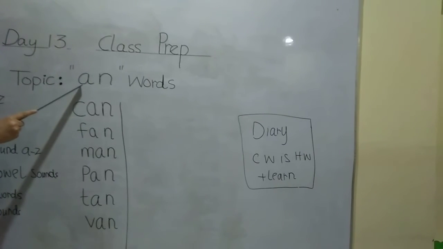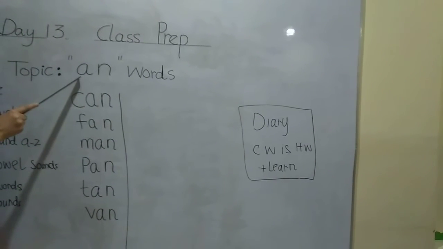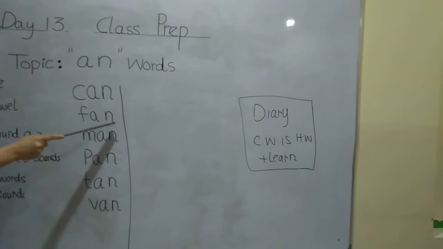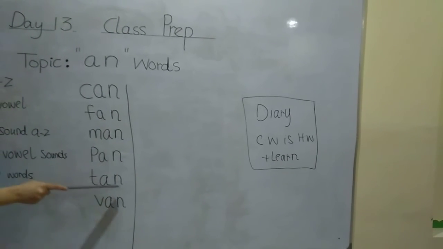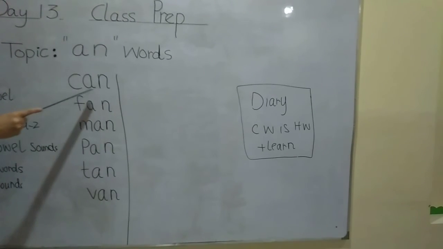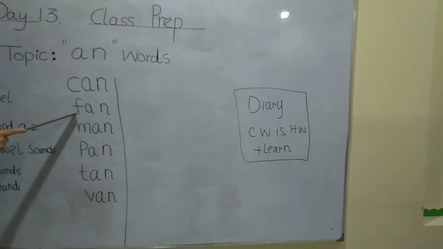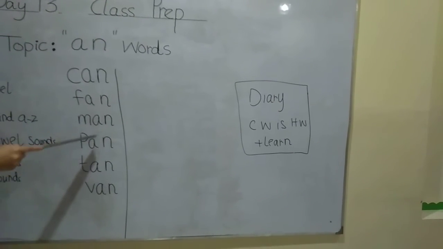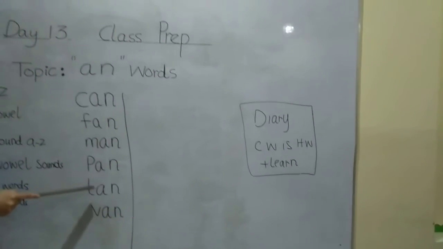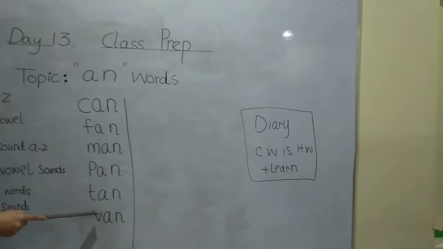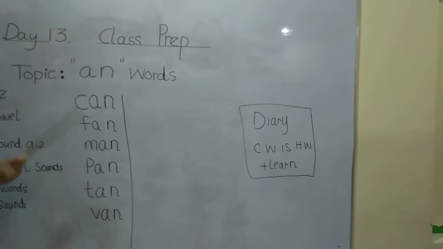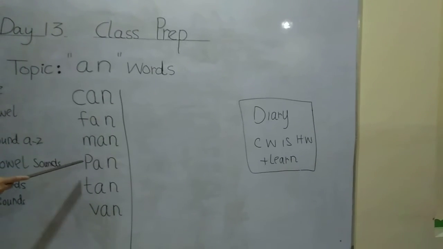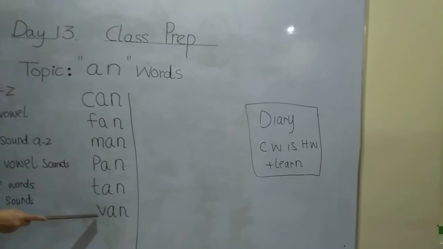This is and. Look at there. The ending sound is and. Now k and can, f and fan, m and man, p and pan, t and tan, v and van. Can, fan, man, pan, tan, van.